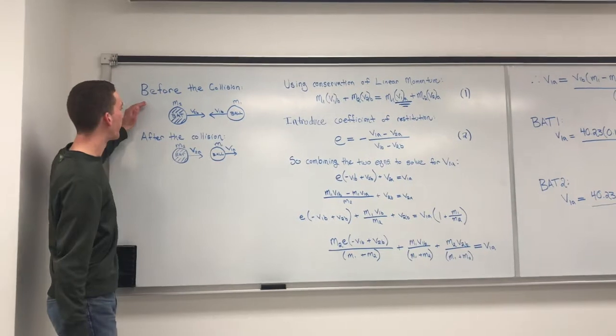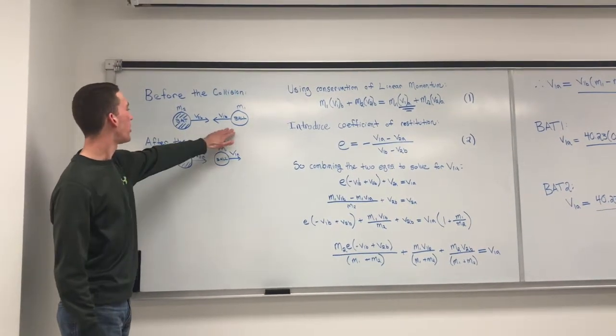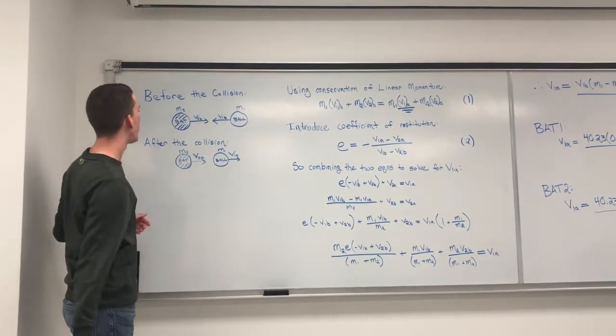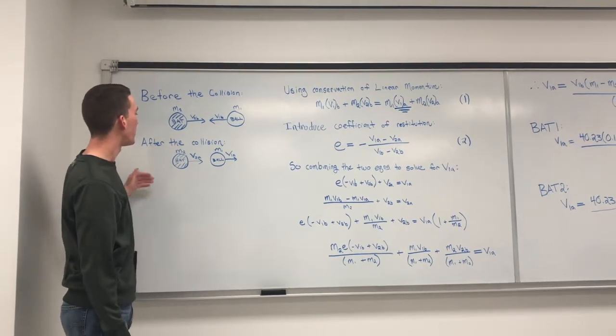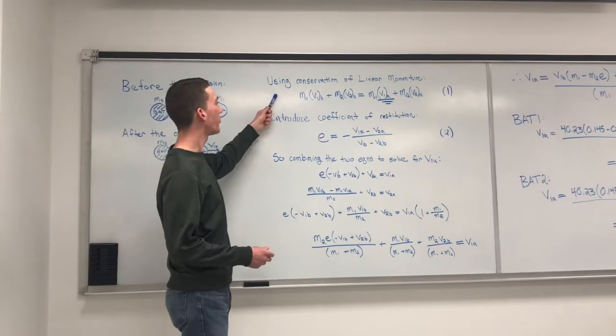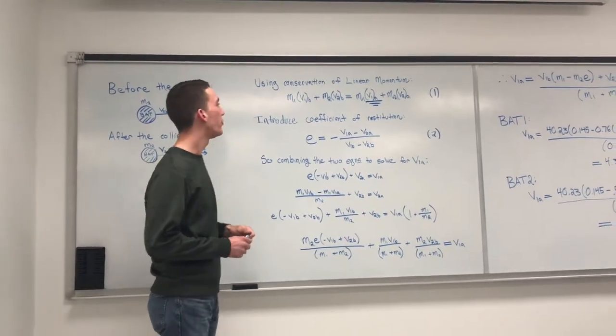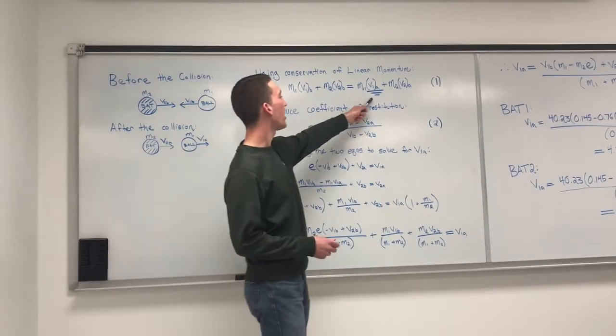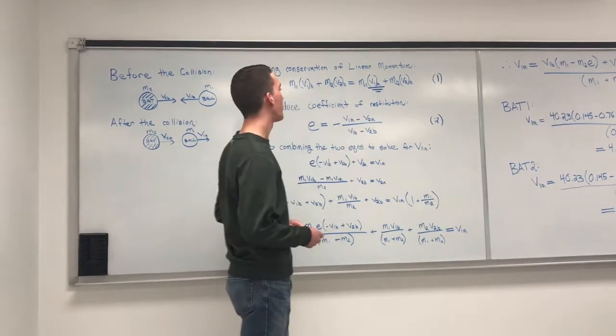As you can see here, this is before the collision. The bat and the ball have velocities towards each other. And then after the collision, both are going in the same direction. So we can use the conservation of linear momentum to find out the velocity of the ball after the collision.